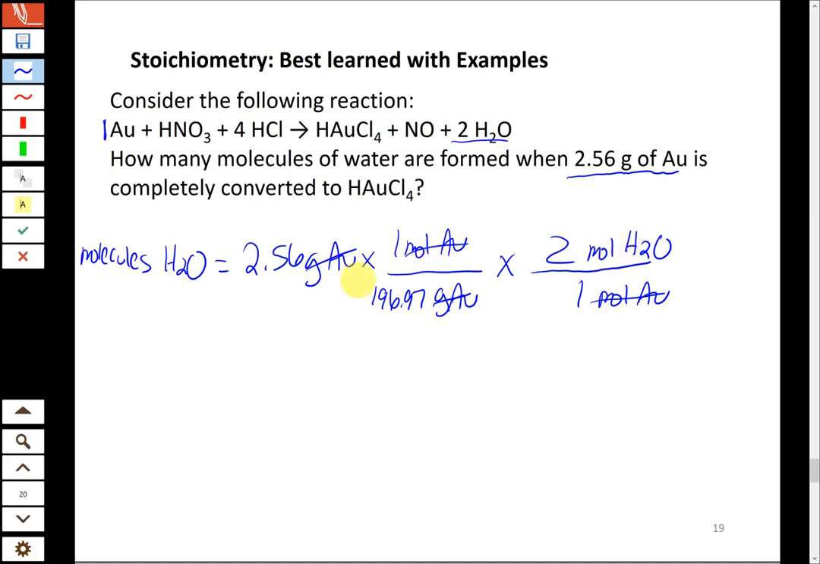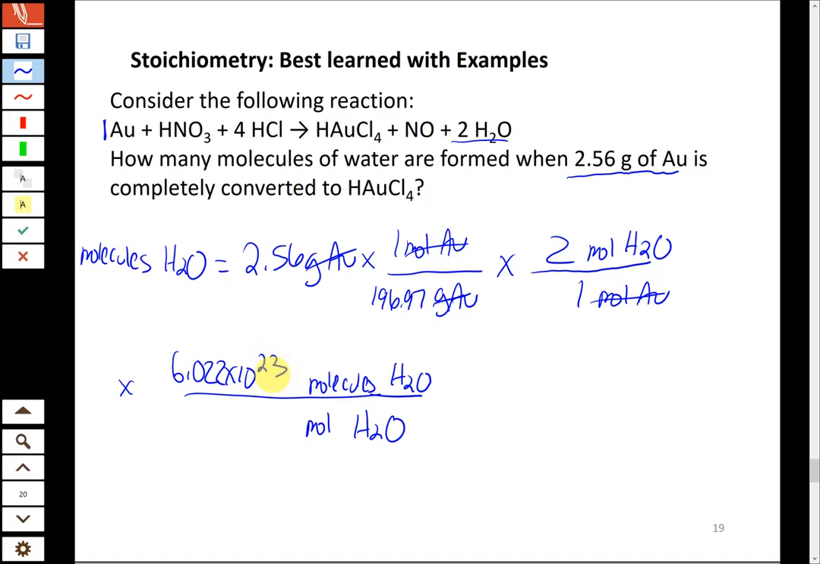But again, we're not looking for moles of water. We're looking for the number of water molecules. And for that, we multiply by Avogadro's number. We're looking for molecules of water, and what we want is moles of water in the denominator. If we want to convert between number of moles and number of molecules, we use Avogadro's number, 6.02 times 10 to the 23rd water molecules in 1 mole. That cancels out moles and gets us to the unit we're looking for, which is the number of water molecules, which comes out to 1.56 times 10 to the 22nd molecules.